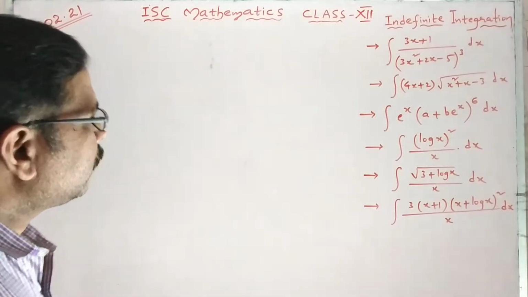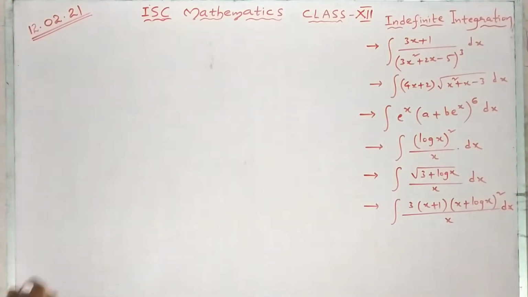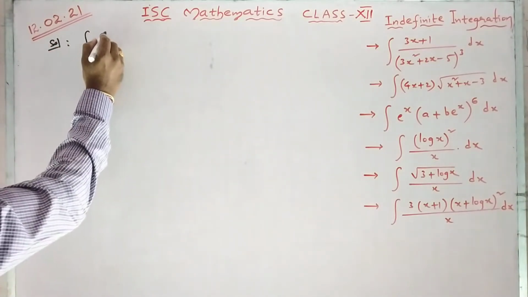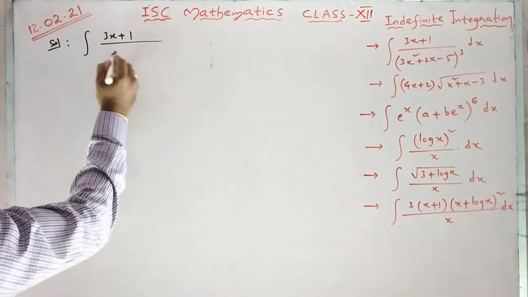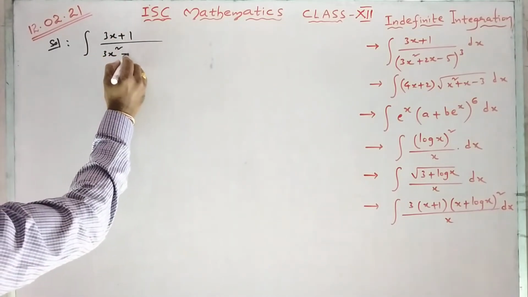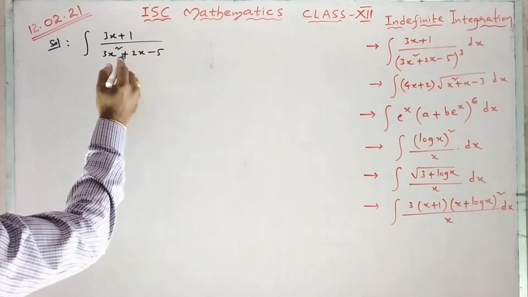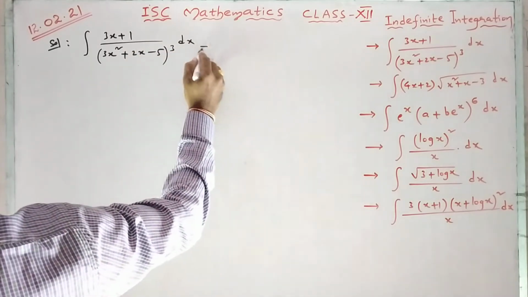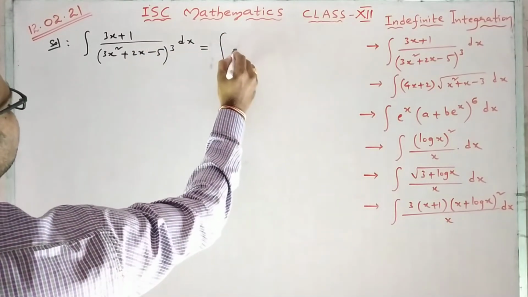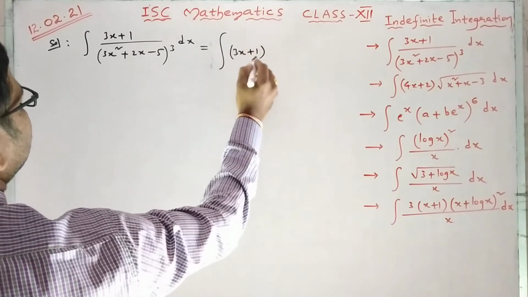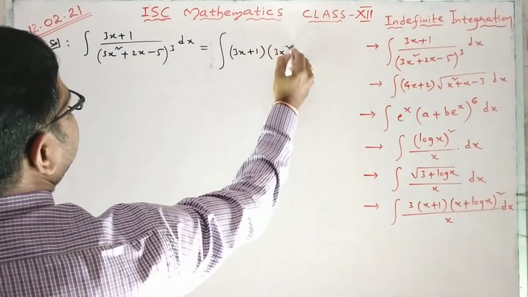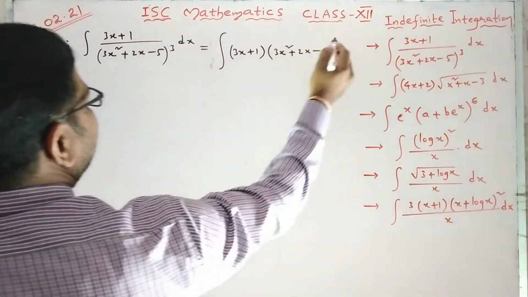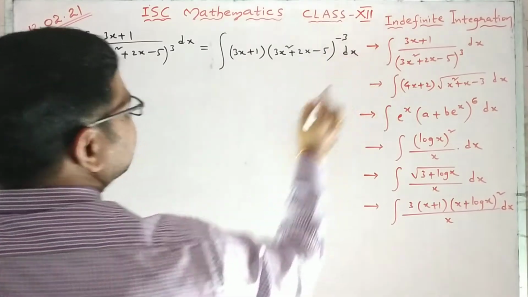Exercise 8.4. Next problems. Look at the first question. Solution. Integral of (3x plus 1) upon (3x square plus 2x minus 5) whole to the power 3 dx. This first I will bring it up. Integral 3x plus 1 into (3x square plus 2x minus 5) whole to the power minus 3 dx. Clear?